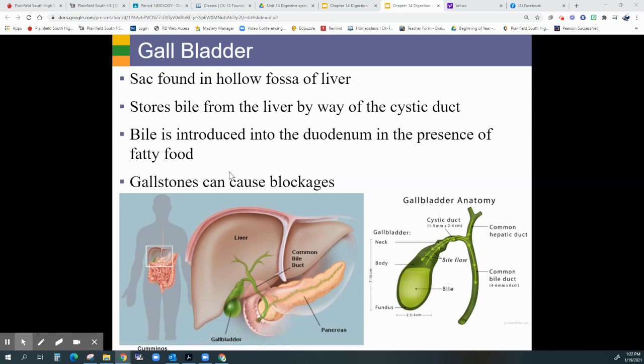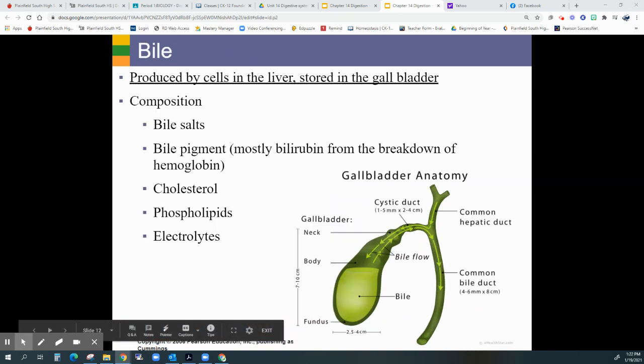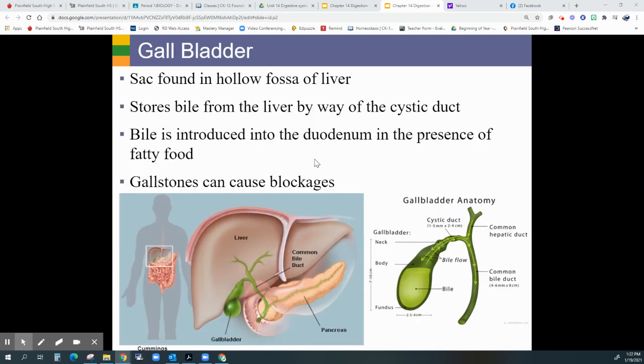One of the major problems that can happen with the gallbladder is gallstones. Because of the chemical nature of it, specifically these salts and some of these phospholipids as well, they will actually produce a stone. Those stones will actually block this cystic duct or this bile duct. When that happens, if you eat something fatty, the gallbladder tries to contract and force more bile down into that duct. That causes pain.